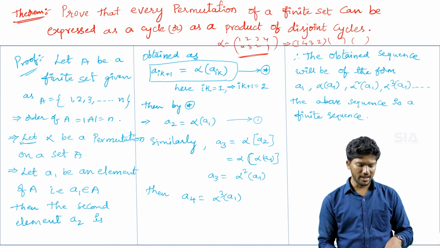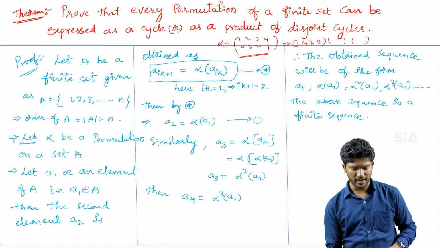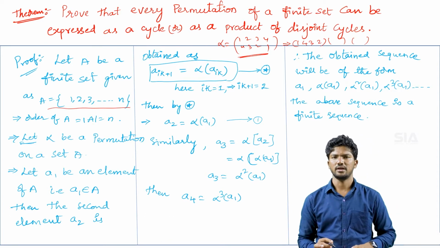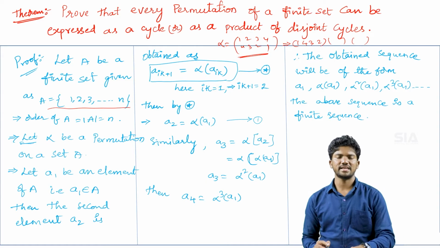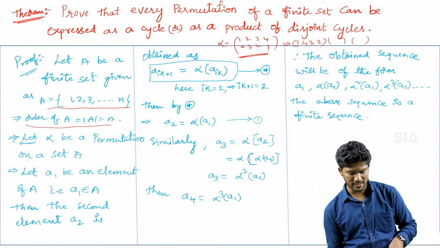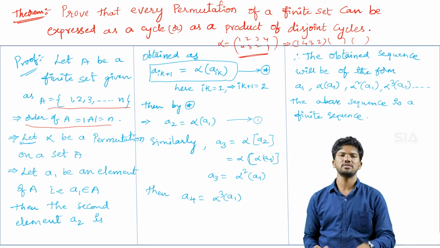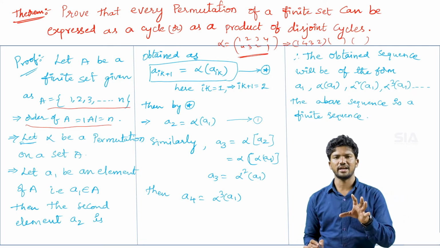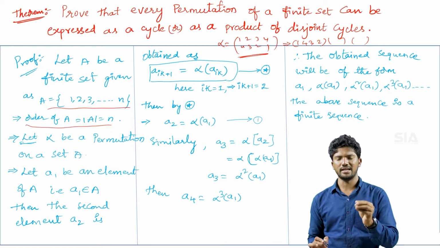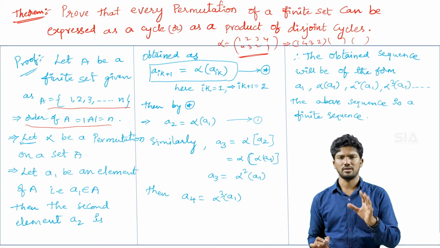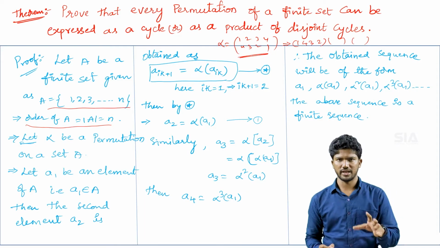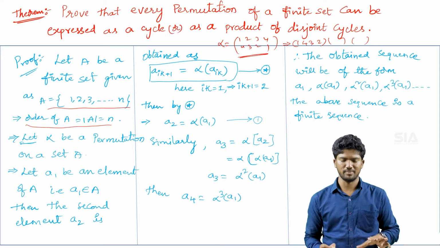Given: capital A is a finite set. That finite set I am taking as capital A is equal to {1, 2, 3, up to some small n}. Here the total number of elements in the set is equal to small n, that is called the order. So therefore the order of capital A is finite, that is equal to small n. Whenever you get the word finite, you have to remember small n. Finite is nothing but able to count; we can count the total number of elements.